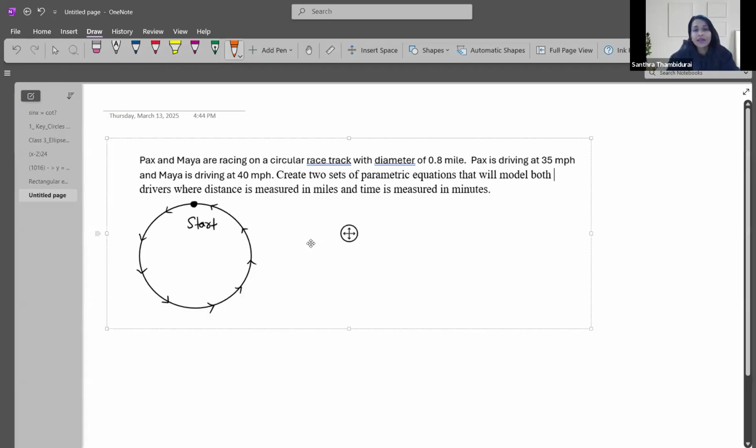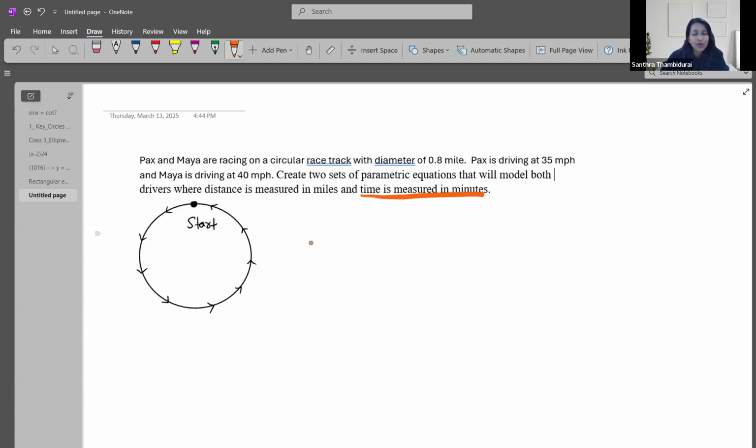Pax and Maya are racing on a circular racetrack with a diameter of 0.8 mile. Pax is driving at 35 miles per hour and Maya is driving at 40 miles per hour. Create two sets of parametric equations that will model both drivers where distance is measured in miles and time is measured in minutes. So first thing you need to do is, because they're saying that the time is measured in minutes and you're given both speeds in hours, you need to convert the speeds into miles per minute.